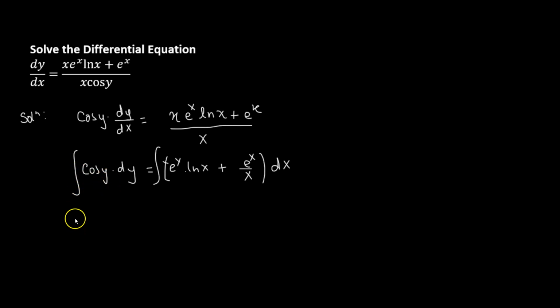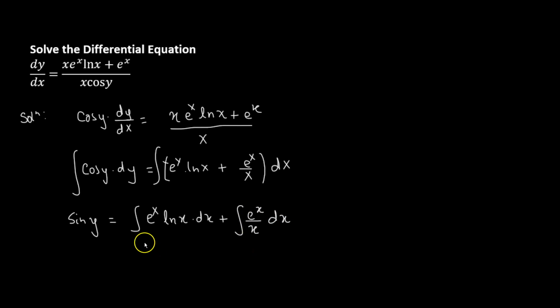Integration of cosine function will give us sine of y equals the integration of e raised to the power of x times natural log of x dx plus the integration of e raised to the power of x divided by x dx.